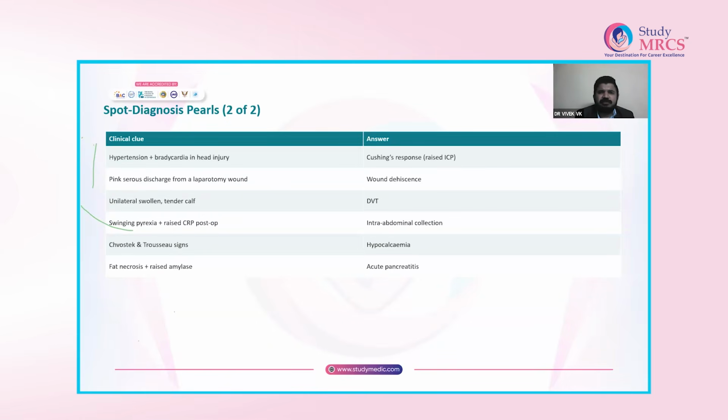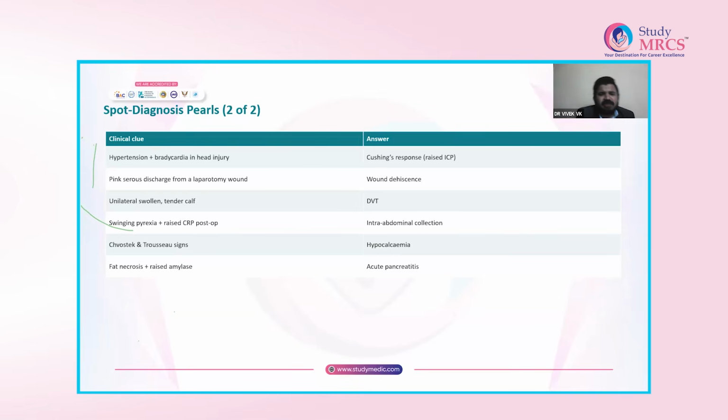Hypertension and bradycardia in a head injury patient, that is the Cushing's response, due to raised intracranial pressure. Pink serous discharge from a laparotomy wound is wound dehiscence. Any unilateral calf swelling that is tender indicates DVT. Swinging pyrexia and raised CRP postoperatively suggest intra-abdominal collection. The signs related to hypocalcemia are Trousseau's sign and Chvostek's sign.